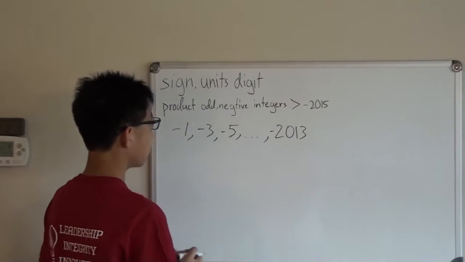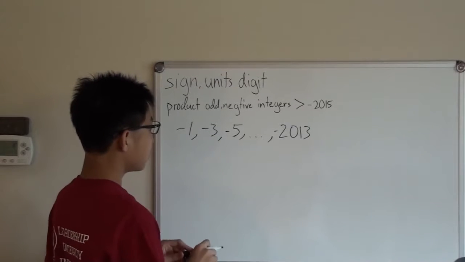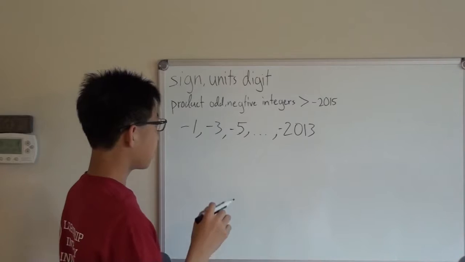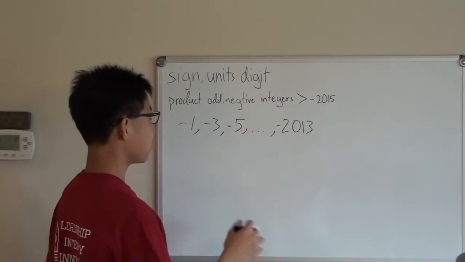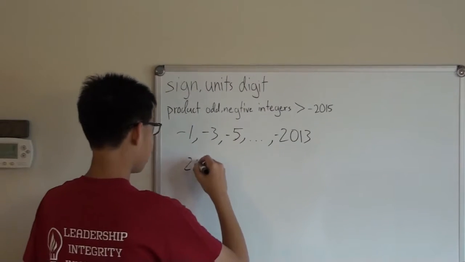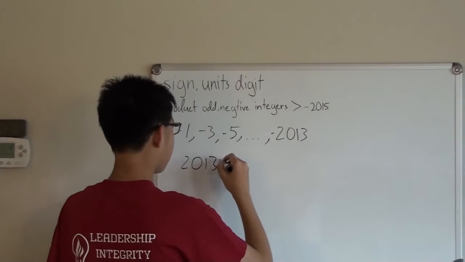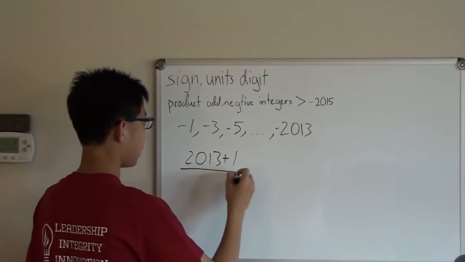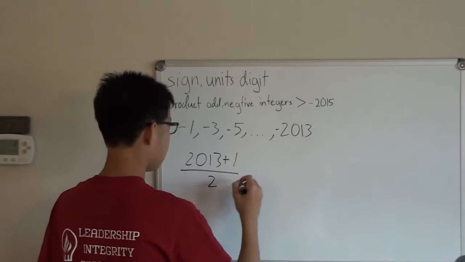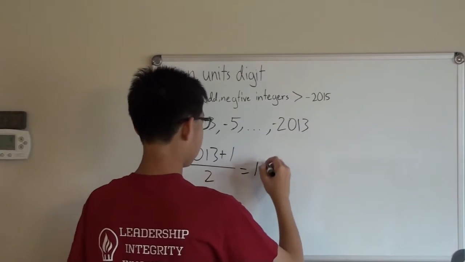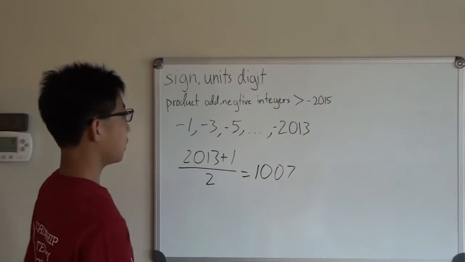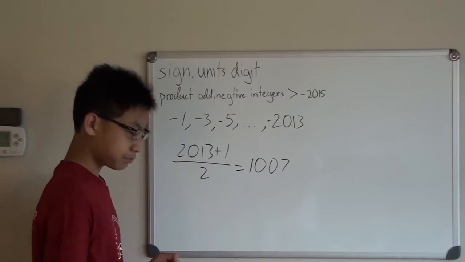So if you ignore the negative sign, then it's just a sequence of odd numbers increasing by 2 each time. Which means that you can just plug it into the formula to find the number of terms in an odd number sequence, like so. You'll get that there are 1007 terms in the sequence.